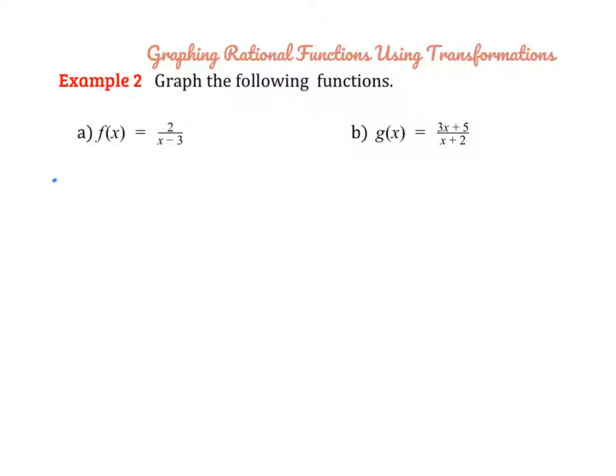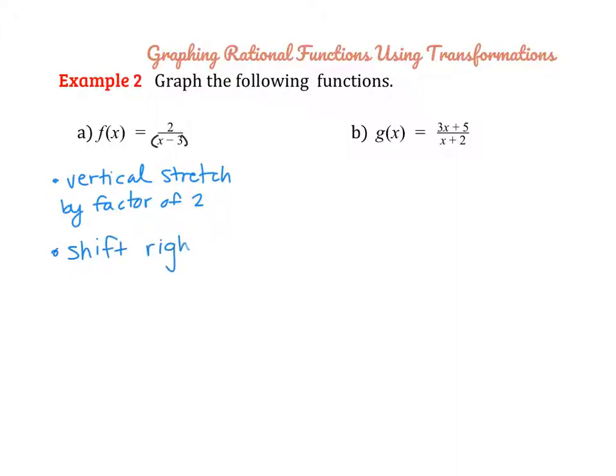So if I look at this and I compare it to what my parent function was, I see that I'm going to have two transformations. I see that I have a vertical stretch by a factor of 2. And that's because I've multiplied my entire function by 2. Remember, in the parent function, it's 1 over x. And then you'll also notice that grouped with my x, so since it's grouped within the denominator, I know that this is going to be a horizontal shift. And remember, horizontal shifts always move in the opposite direction that you think because it's x minus h. So this -3 is going to be a shift to the right 3.